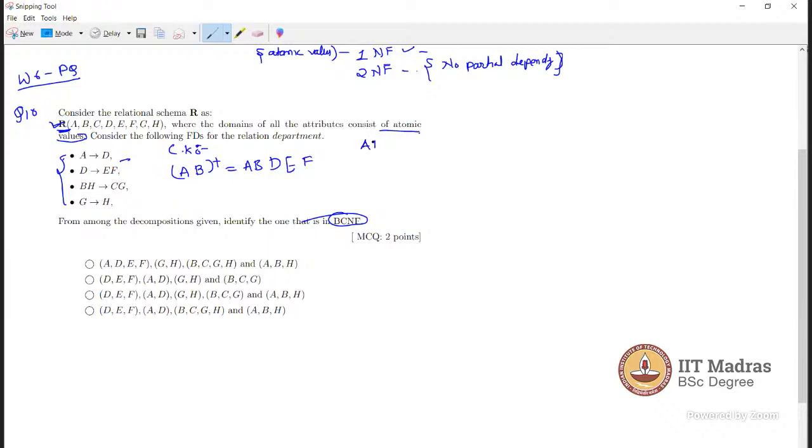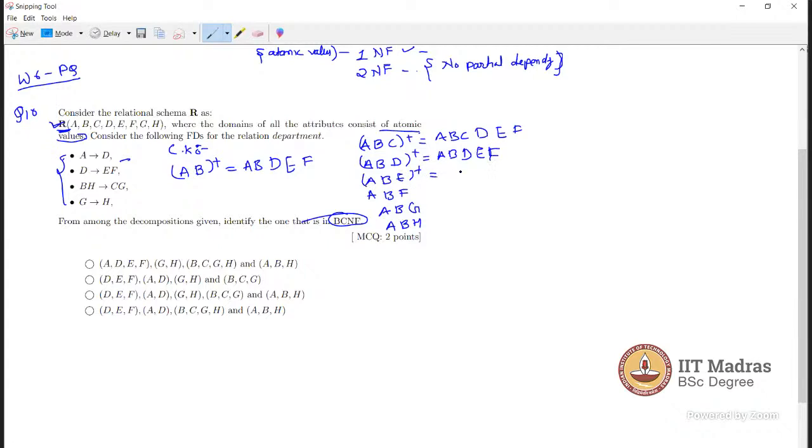Let us check for ABC, ABD, ABE, ABF, ABG, and ABH. Now let us take the closure of ABC. From A I will get D, from D I will get EF. So this is not a candidate key; we are not getting all the attributes. Then ABD gives ABD, EF. Here also we are not getting all the attributes.